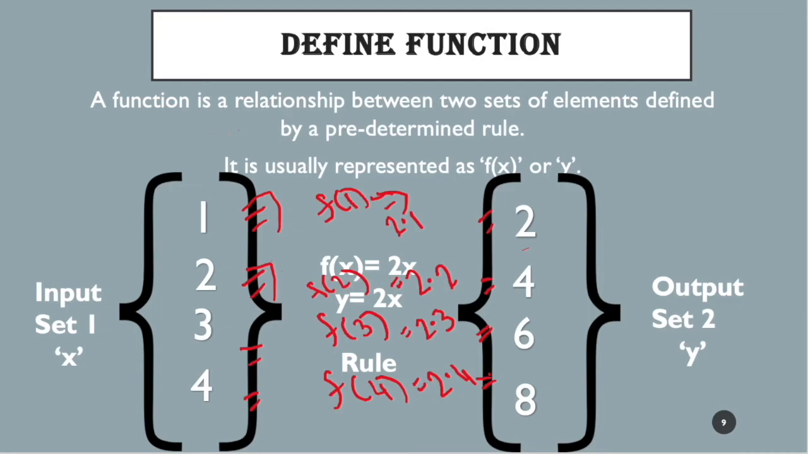So our input value set will be 1, 2, 3, 4, and your output value set is dependent on the input value. When you apply the rule to your input values, what you get are the output values. So for each element in the input value set, we'll have exactly one corresponding element in the output value set. And let's understand this further.